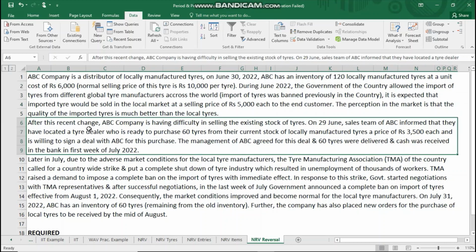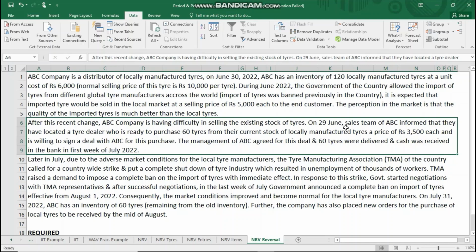After this recent change, ABC company is having difficulty in selling the existing stock of tires. Definitely they will have the difficulty because imported tires are in the market, which are much cheaper and which are better in the quality as compared to the locally manufactured tires, so they must be having difficulties.